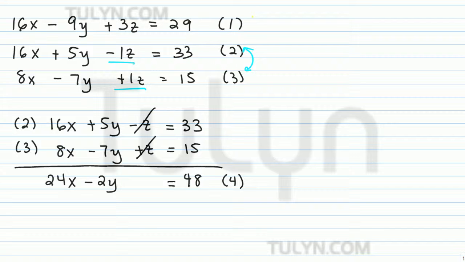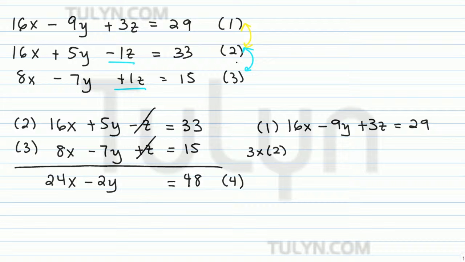Now notice that if we do 1 and 2, all we have to do is multiply the second equation, equation 2, by 3. And then the coefficient in the second equation is going to turn into minus 3, which is going to cancel out with the positive 3 from the first equation. So let's do that. So we'll write equation 1 over as is. So 16x minus 9y plus 3z equals 29. And then for equation 2, we're going to multiply it by 3. So multiply every single term by 3.